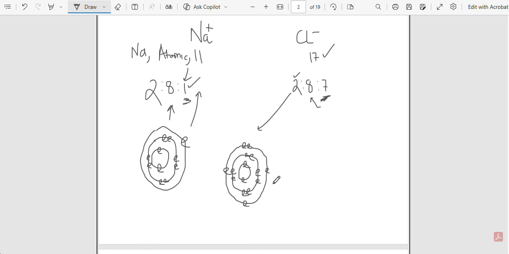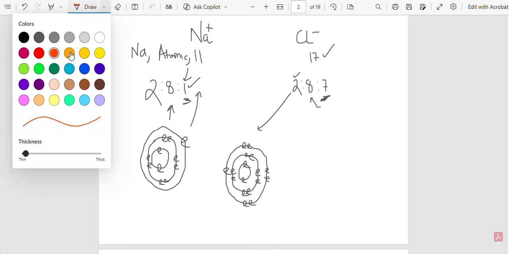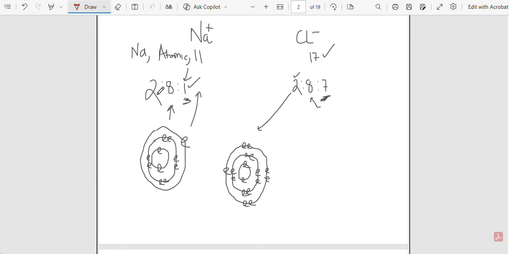This is just a rough work. This is 1. Don't draw rigid circles like me. That's 1, 2, 3, 4, 5, 6 and 7. Now, to differentiate them so that you're not confused, let me change color.